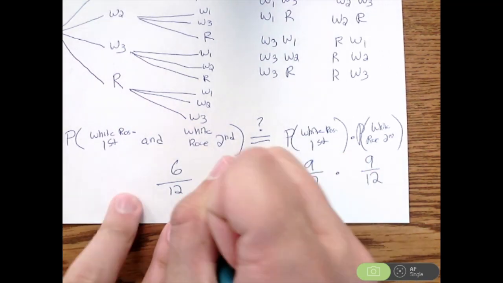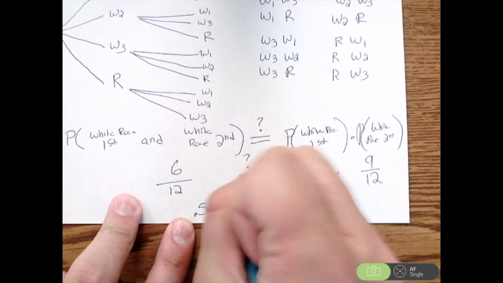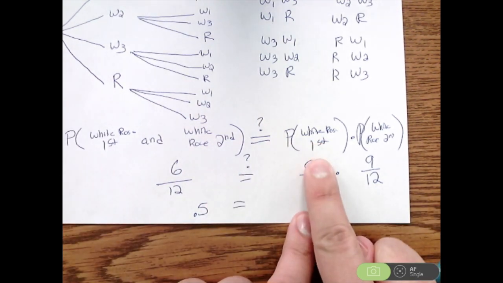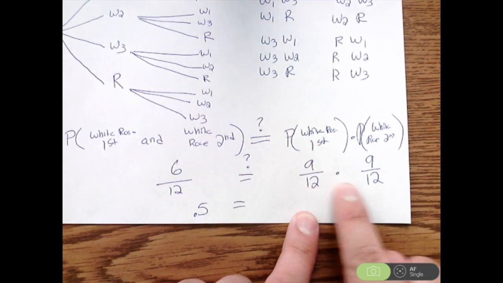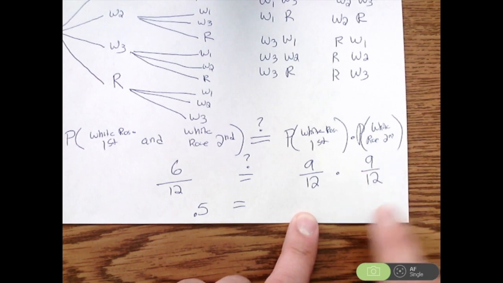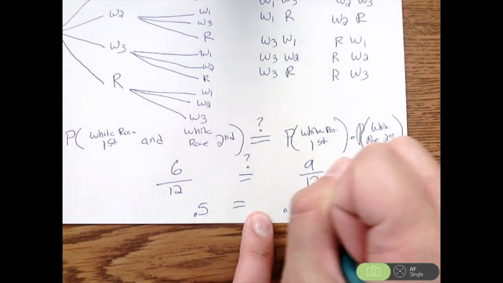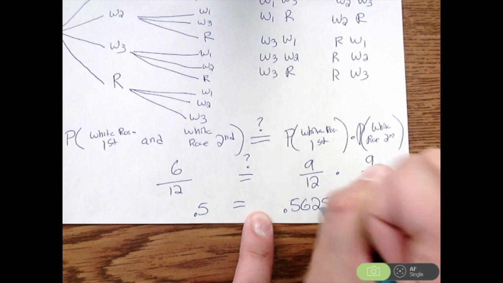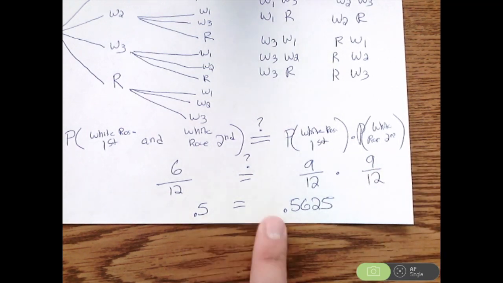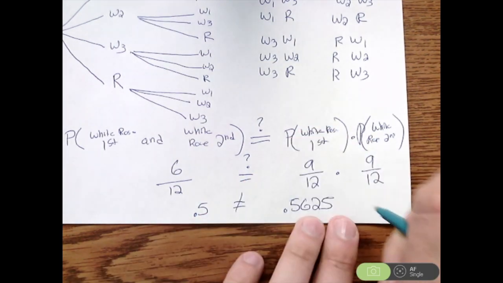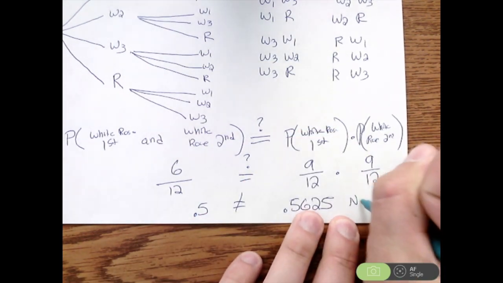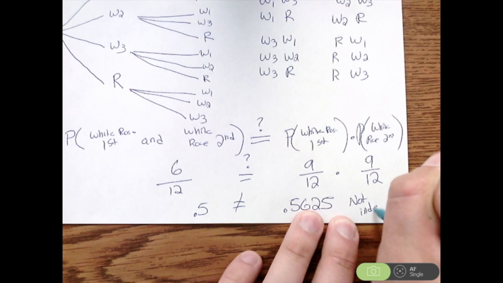So 6 over 12 is 0.5. Over here in a calculator, I'd take 9 divided by 12, multiplication sign, 9 divided by 12, hit enter, and what you get is 0.5625. Notice that these two numbers are very close, but not quite the same. Since these are not equal, we are not independent.